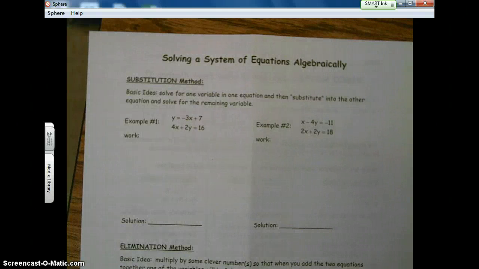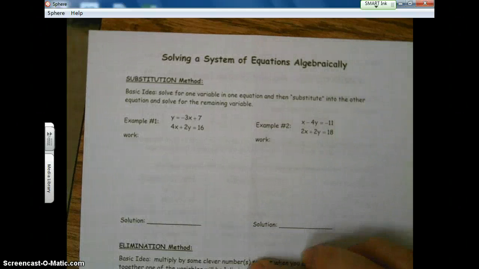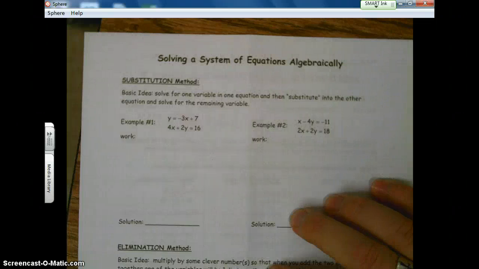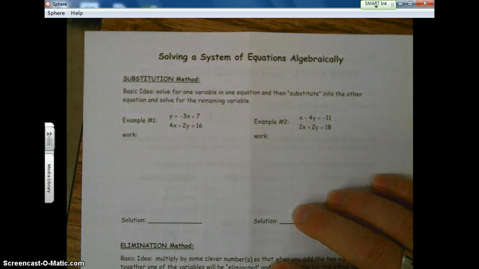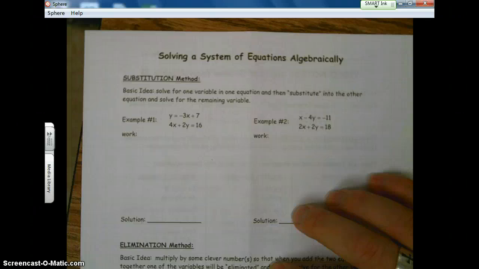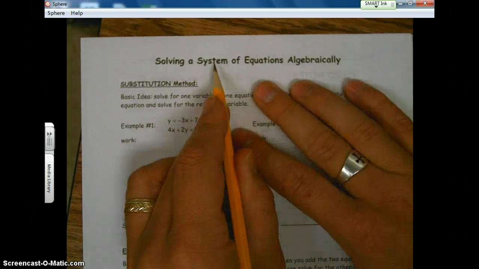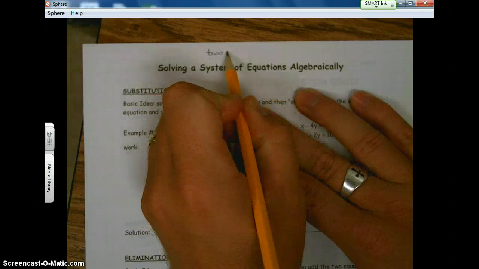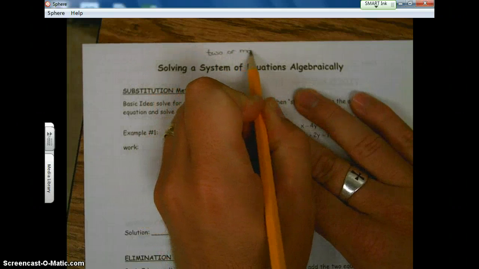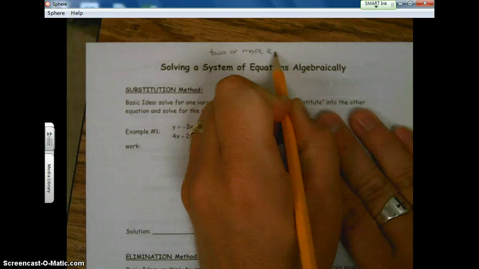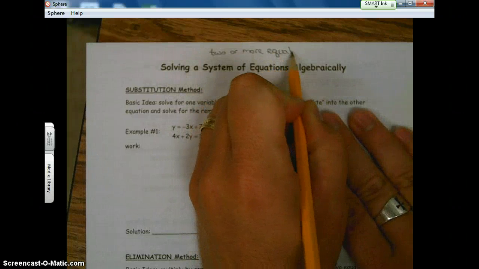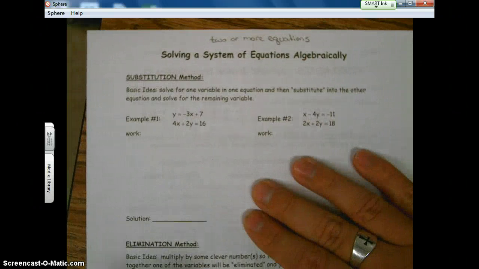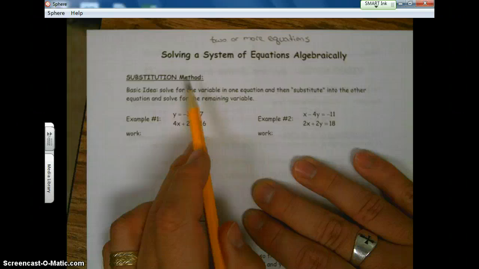Alright, class. This should be Monday evening notes, video notes on solving a system of equations algebraically. Remember that a system is two or more equations. Okay? We're going to go ahead and start with our first method, the substitution method.